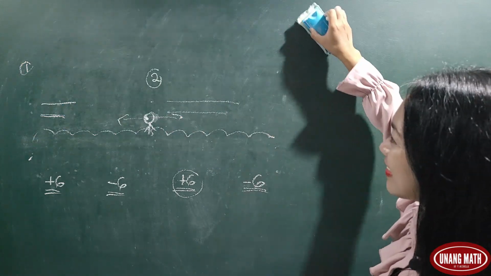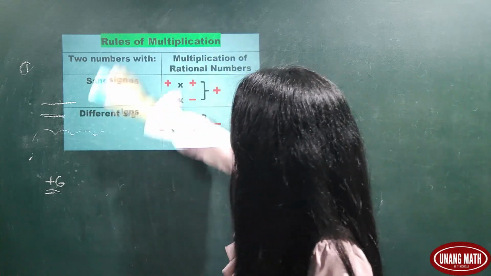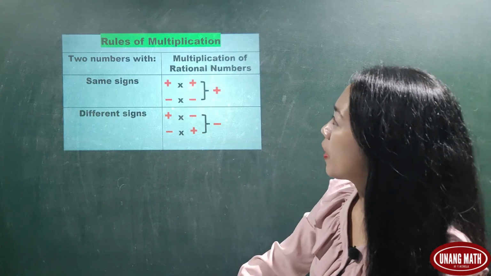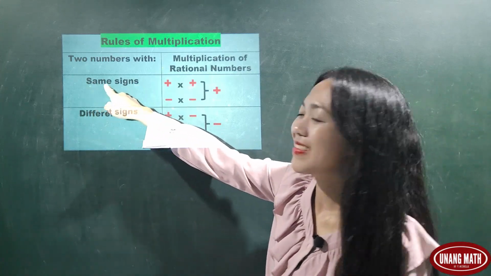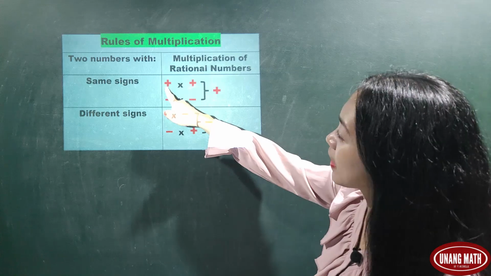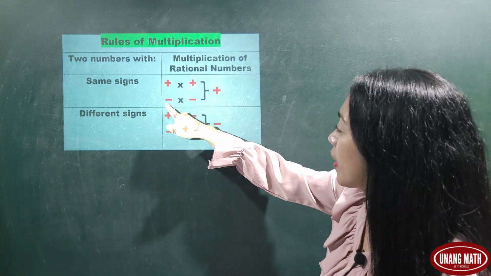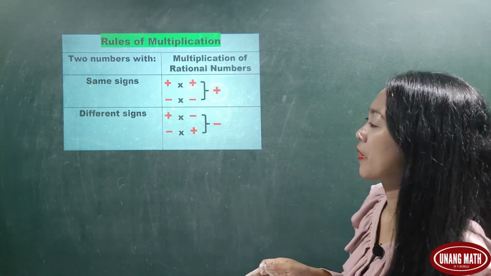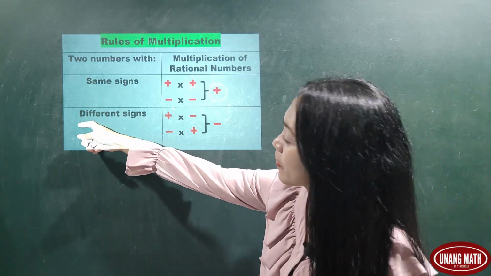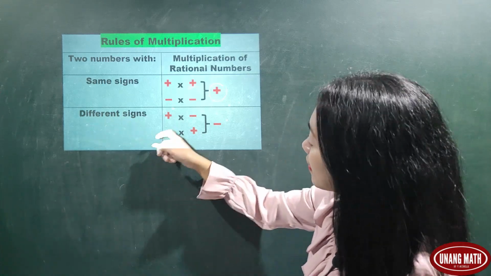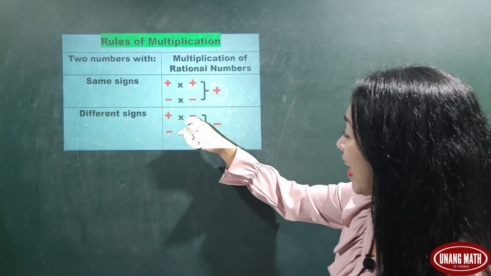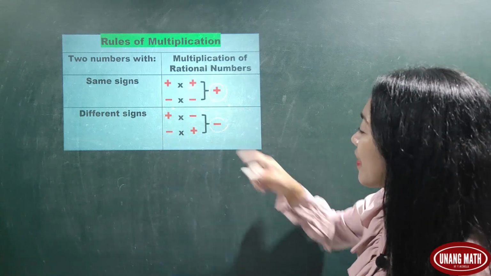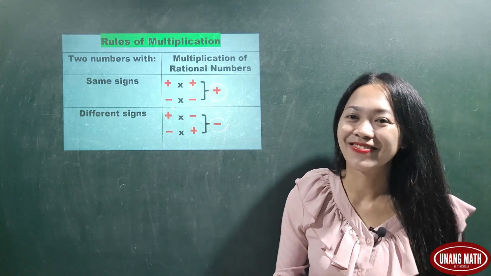Okay, so these are the detailed rules in multiplying signed numbers. When we are multiplying two numbers with the same signs, like a positive times a positive number or a negative times a negative number, the answer is a positive number. If we are multiplying two numbers with different signs, like a positive number times a negative number, or a negative number times a positive number, the answer is a negative number.